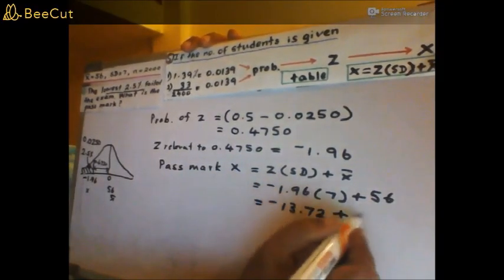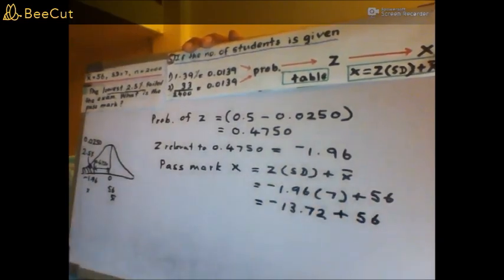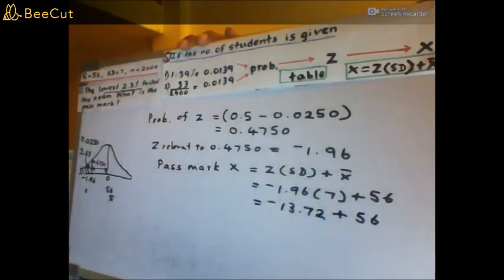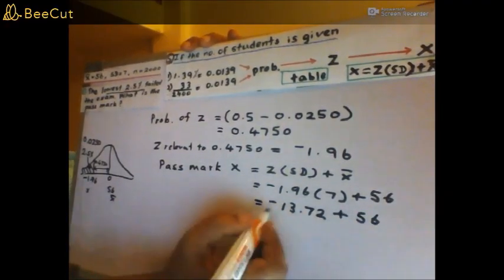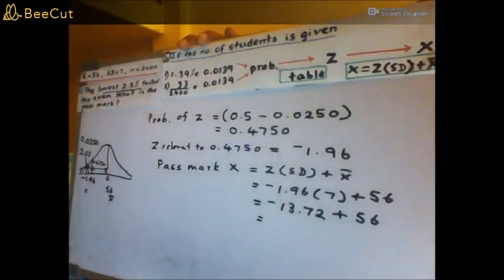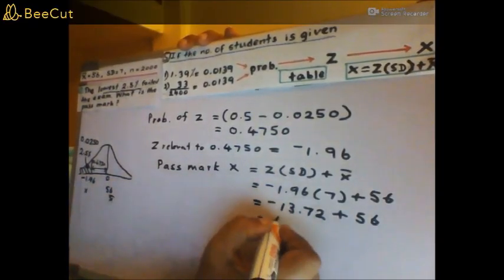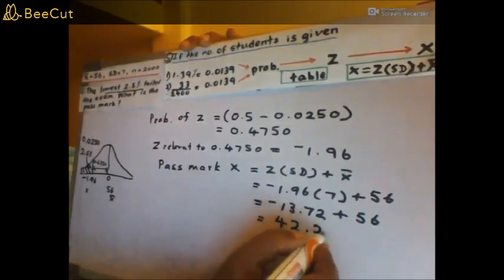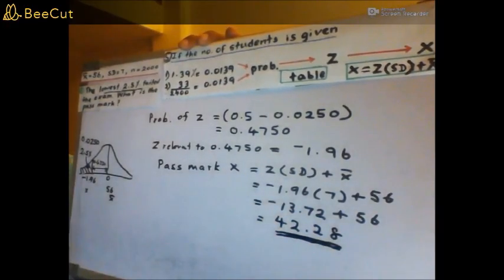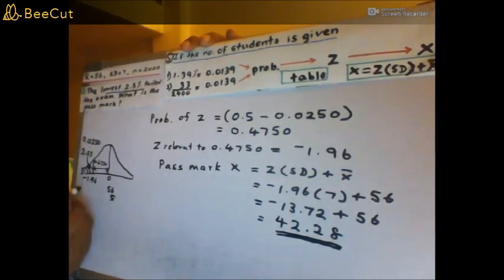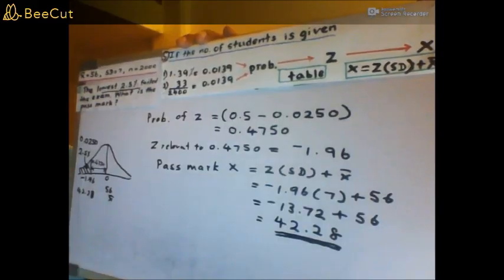Be very careful when you do all these, right? Manually you have to do it, and you have to get the correct answer as well. So it's 56 minus 13.72, that is 42.28. That is the pass mark. So write it here, 42.28. So that's the cutoff mark. Those who got below this mark were considered as failures.